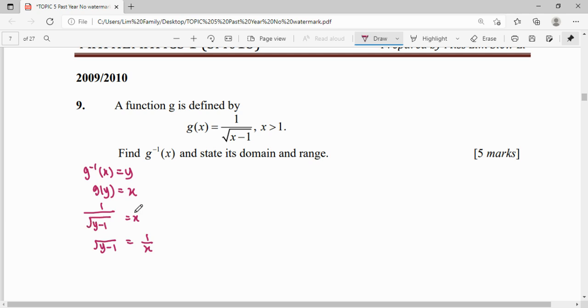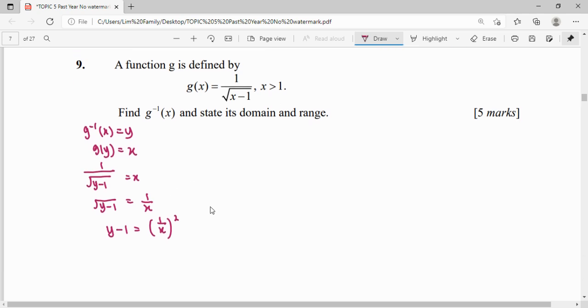We'll inverse this fraction, or I can cross multiply. I bring the x down here and the square root goes there, so I rewrite the square root of y minus 1 at the left hand side, the 1 over x at the right hand side. Then I solve this square root. When I move it to the right hand side, it will become square. Then it will become 1 over x squared, because 1 squared remains 1, but x becomes x squared. Then move the 1, it becomes plus 1. So that will be our g inverse.